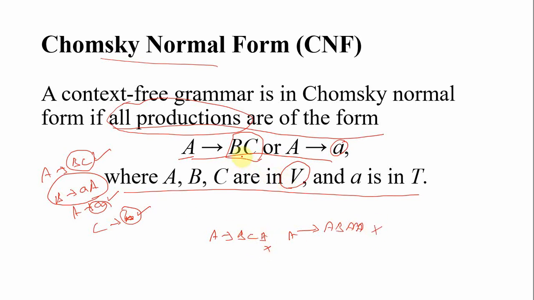We cannot have more than two symbols. We can remember it in that way. The right hand side can have a maximum of two symbols. Those two symbols should be variables. If it has only one symbol, that should be a terminal. So A gives B is also not in Chomsky normal form. It should be a terminal if it is only one symbol. So a is in T, that's what is mentioned here. This a will be part of the set of terminals, and A, B, C are part of the variables set. This is Chomsky normal form for you. All the productions should satisfy this property.